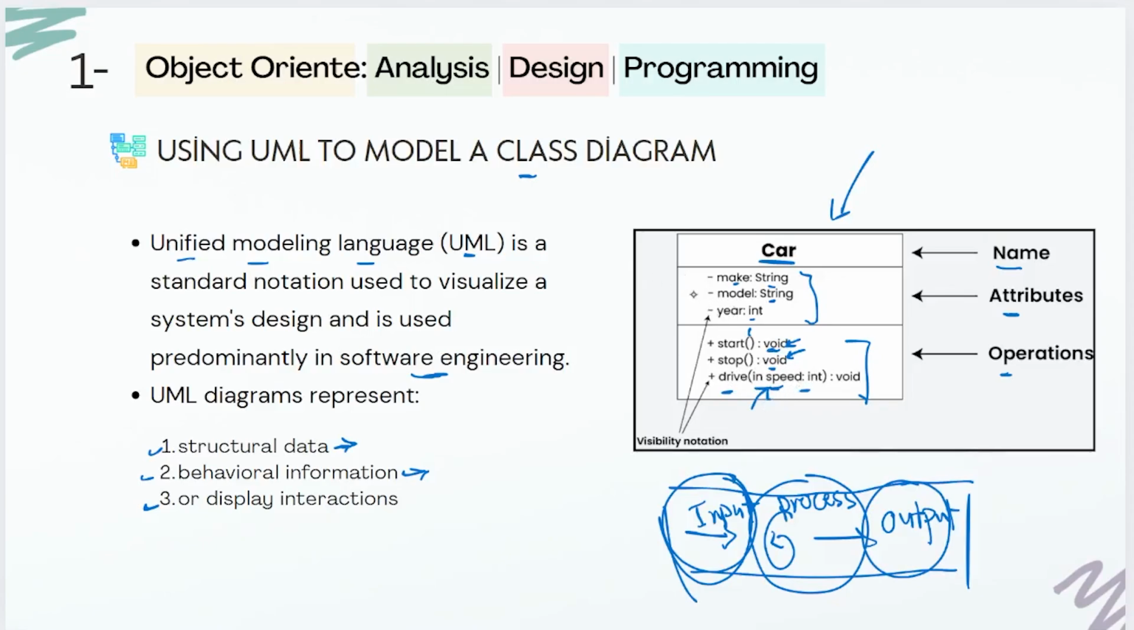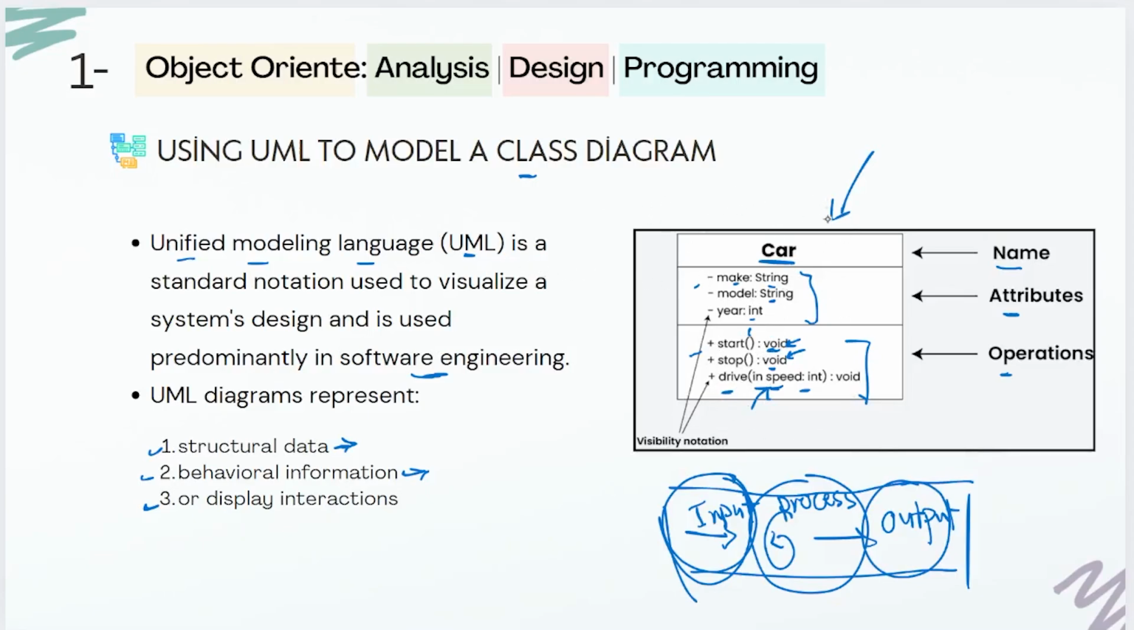Last but not least, these plus and minus signs that we can see here for the methods or the attributes represent something related to the access to these attributes or operations. In other words, are they public or are they private? So we will discuss this in a more practical way. But this is the way you can see UML.